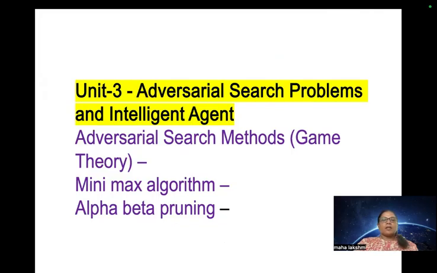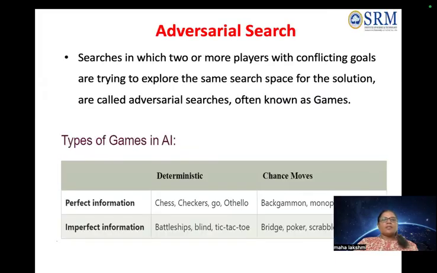First, we will discuss adversarial search problems and intelligent agent. In adversarial search methods, we are going to discuss game theory, min-max algorithm, alpha-beta pruning. Adversarial search, the definition is, a search in which two or more players with conflicting goals are trying to explore the same search space for the solution, are called adversarial searches, often known as games.